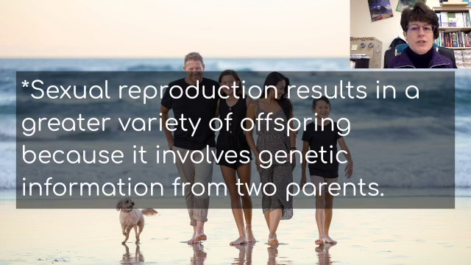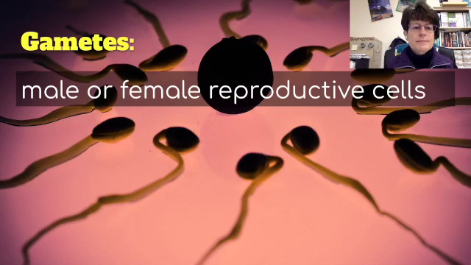Now, sexual reproduction results in a greater variety of offspring because it involves genetic information from 2 parents. And we can see in this family in the background that their children appear to have a combination of characteristics from both parents. So we get a lot of variety here. You can also see variety if you've ever had a dog that has puppies or a cat that has kittens. There's a lot of variety there.